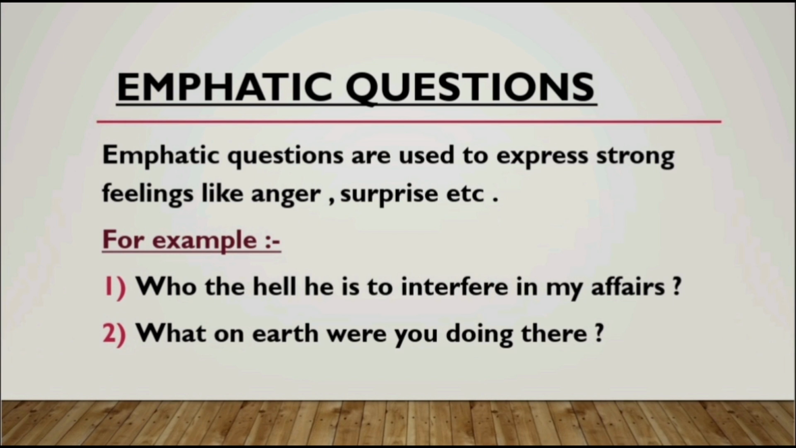Have a look at this example here. Who the hell is he to interfere in my affairs? So the person is expressing anger through the sentence, he is laying emphasis. The next sentence is, what on earth are you doing there? So you are surprised, you have searched for the person everywhere, and now you are saying, what on earth are you doing here? I have been searching for you everywhere.